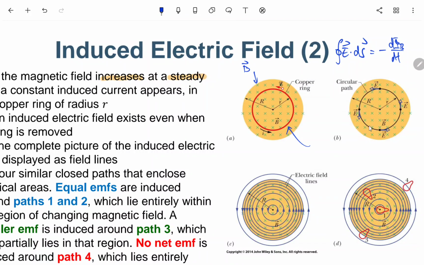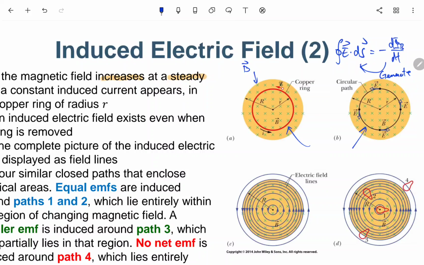and in that case, if the B field is increasing, the E field generated by this changing B field will be like this. This is the generated E field, and actually this E field is counterclockwise.